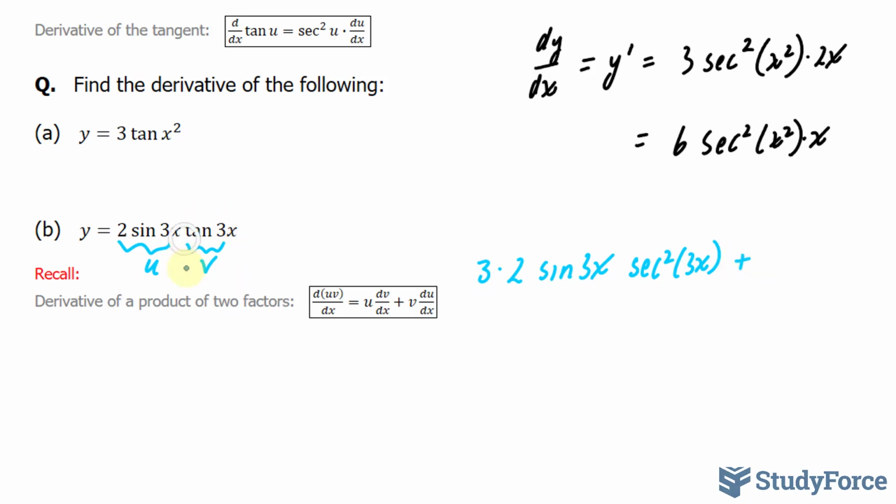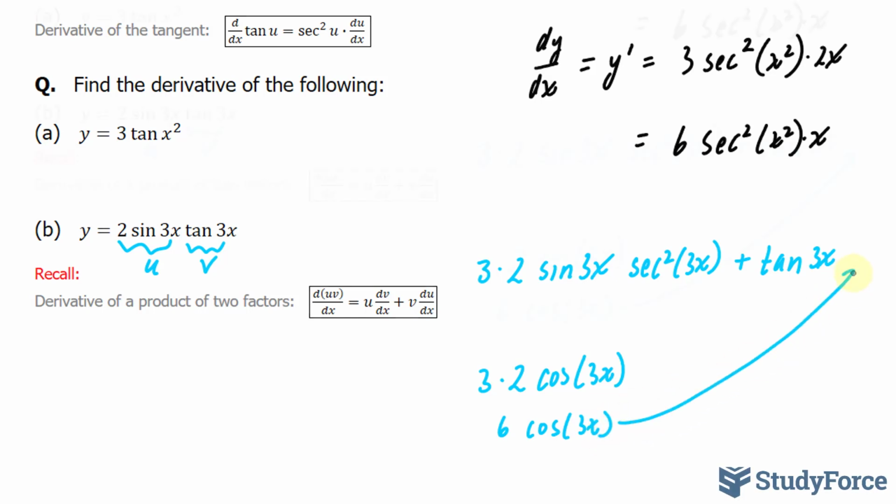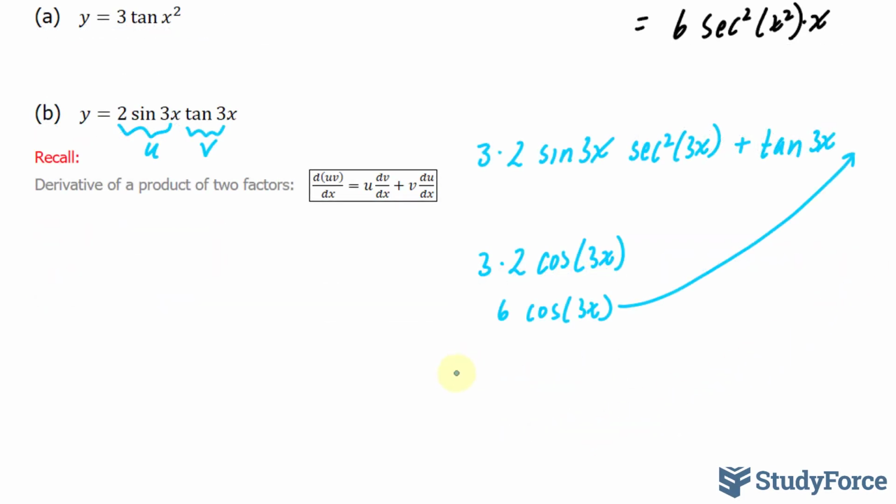Plus, now I will leave this part alone, tangent 3x, and find the derivative of 2 sine 3x. We learned in previous lessons that sine, when you take its derivative, gives you cosine. With that being said, I'll do my work here and then place it there. We have 2 cosine 3x. The derivative of 3x is 3. So we have 6 cosine 3x, which I'll place right here, giving us our final answer.